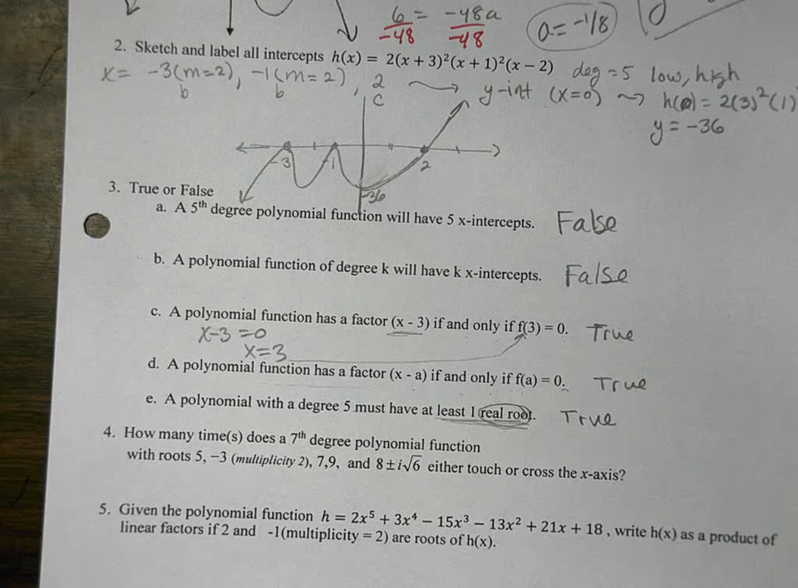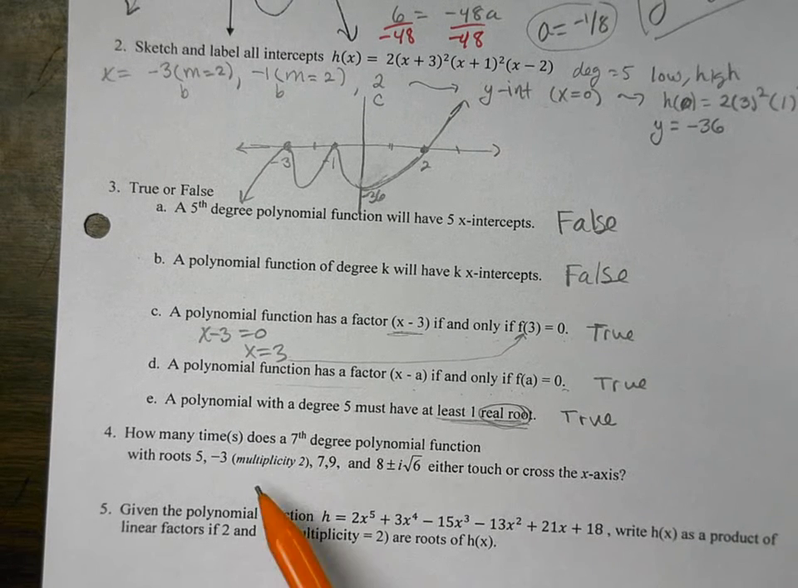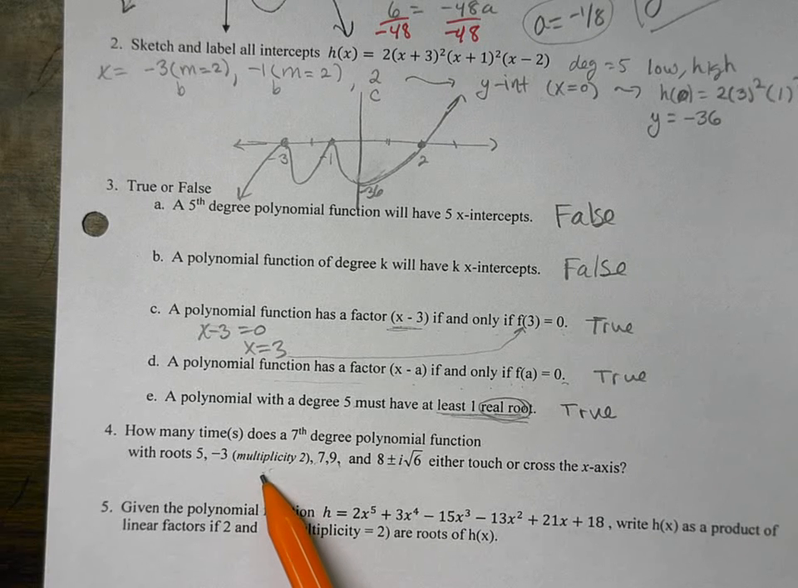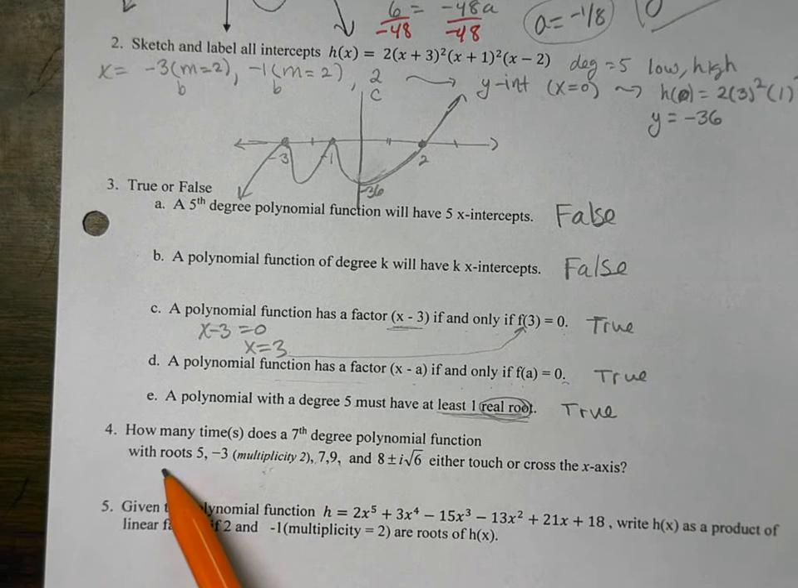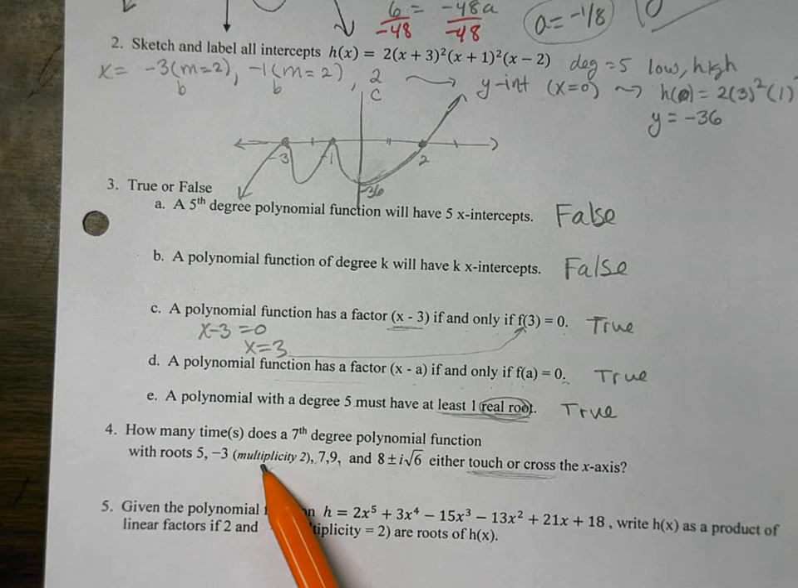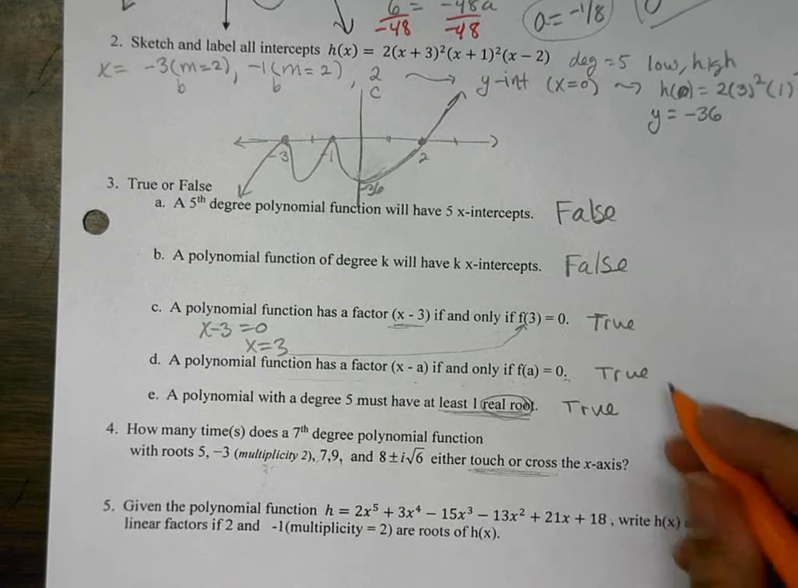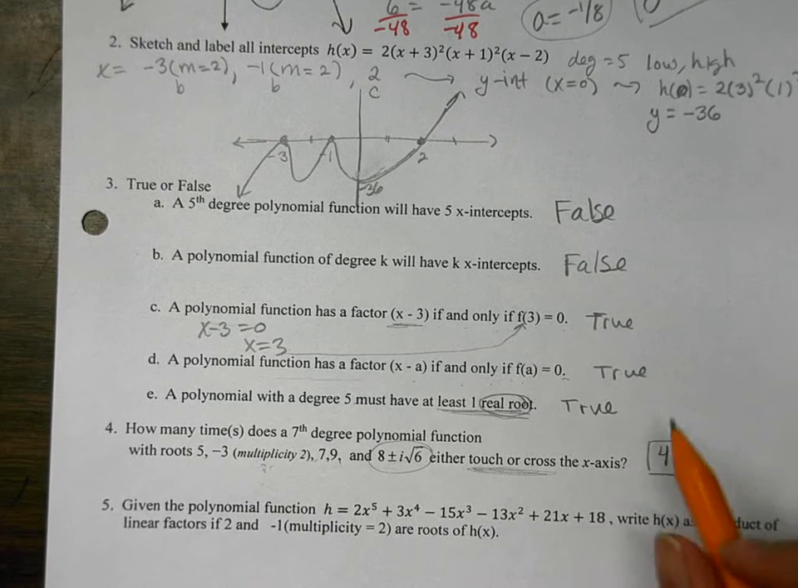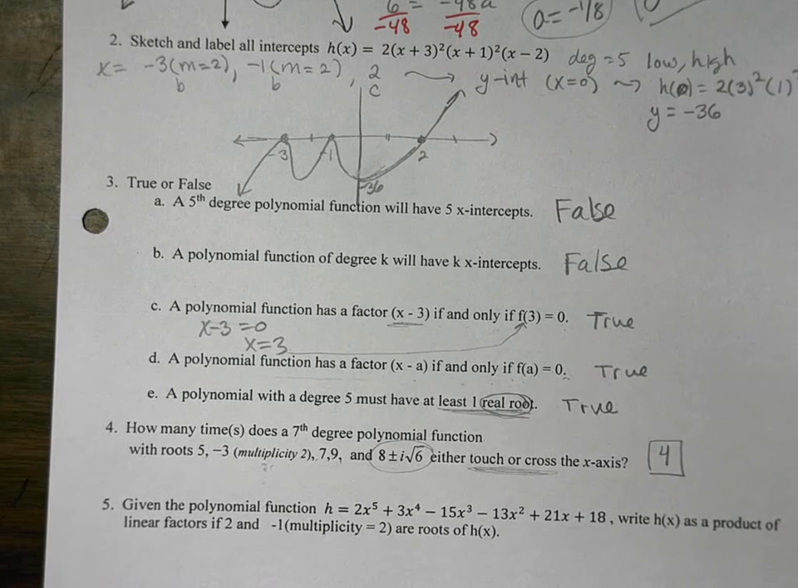Never mind on the 5. Were you getting 5 because this one you counted twice? 1, 2, 3, 4, 5. But this one has a multiplicity of 2. What does that mean about it? It bounces. It still touches the axis only once, right? Okay. So how many times does a 7th degree polynomial function with these roots either touch or cross? So this is a touch, but it's still only once. So how many? 4. What about these right here? Those are the bumps in your graph. So it's not an intercept, it's just a bump in your graph. Make sense?